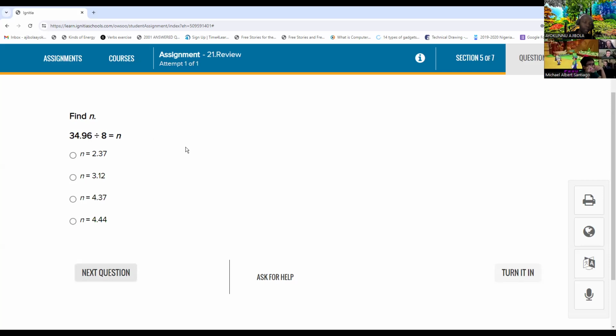34.96 divided by 8. So we actually want you to divide this. So how many 8 is in 34? That's 4, remainder 2. So we have the last two answers relating, okay? Then how many 4 in 29? Because this is remaining 2. We have 29, 2 and 9. 4 in 29 is what?